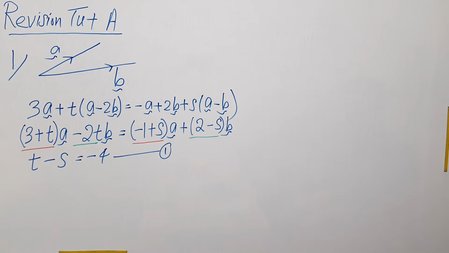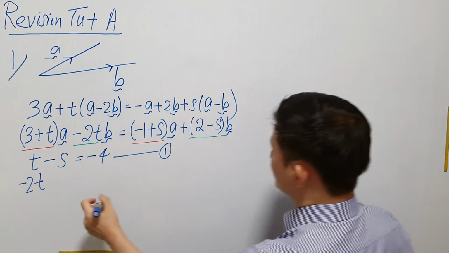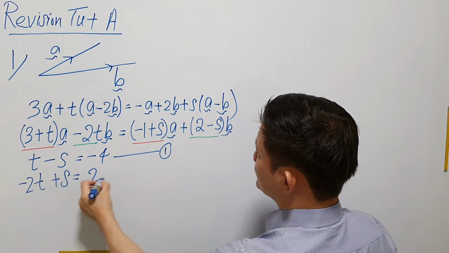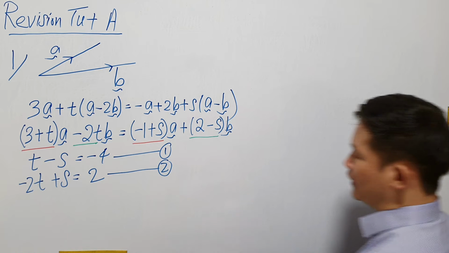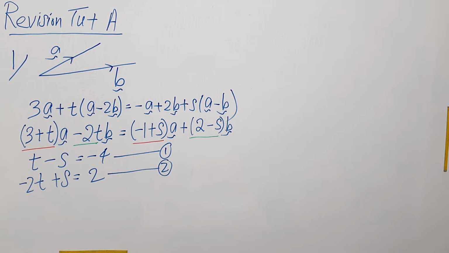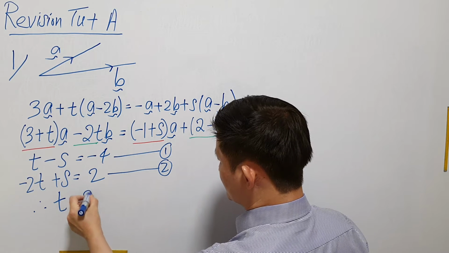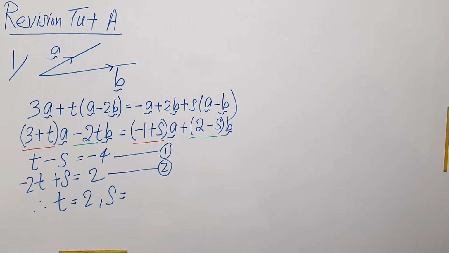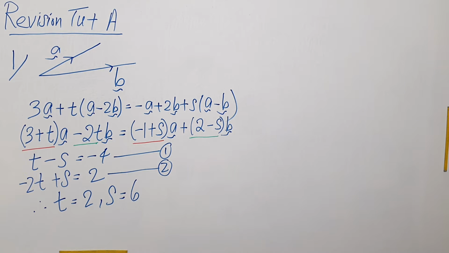And then what you have is minus 2t plus s is equal to 2. Right? I'm simply comparing the coefficients of a and b. So if you solve them simultaneously, you will get t equals 2, and s equals 6. This is how you can solve question number 1.